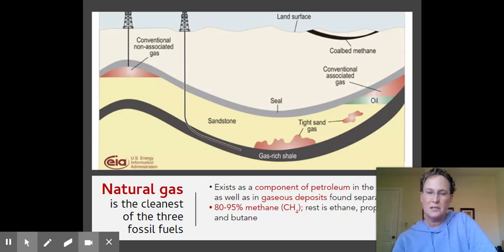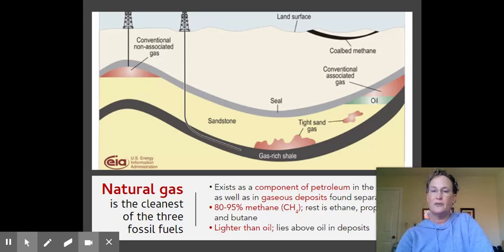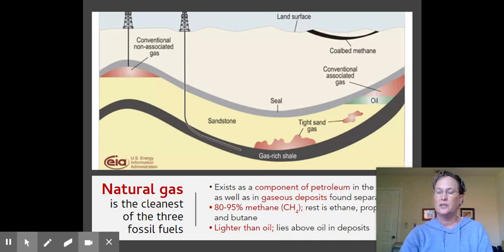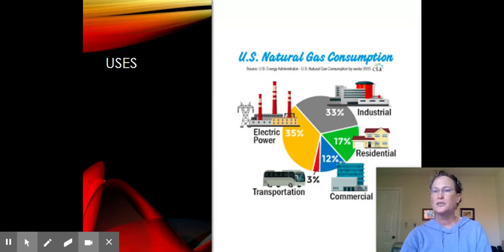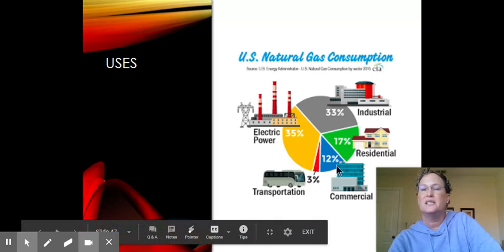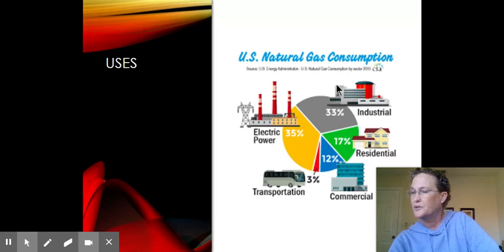Okay, so let's talk about the uses. Oh, it's lighter than oil, so it lies above oil in the deposit. So you can see here, that's where the gas will come off first a lot of times when you're doing your oil pumping. All right, so here's some uses. It's used for electric power, transportation, commercial, residential, and industrial. So you need to write down the three main usages, which are going to be industrial, electric, and residential.